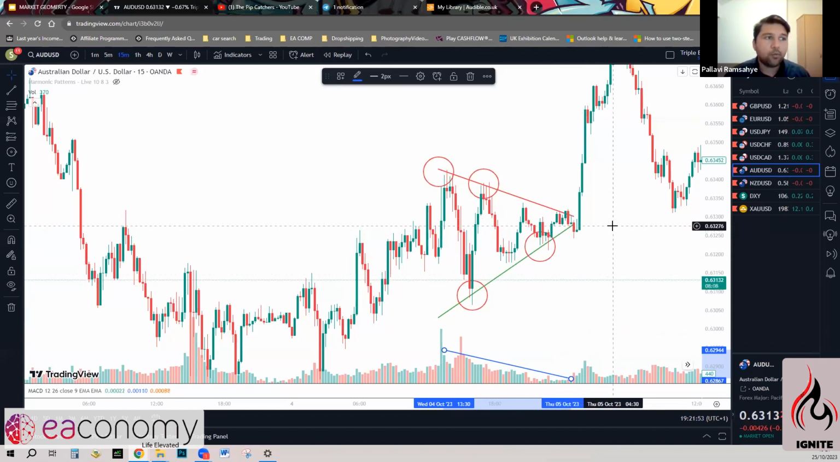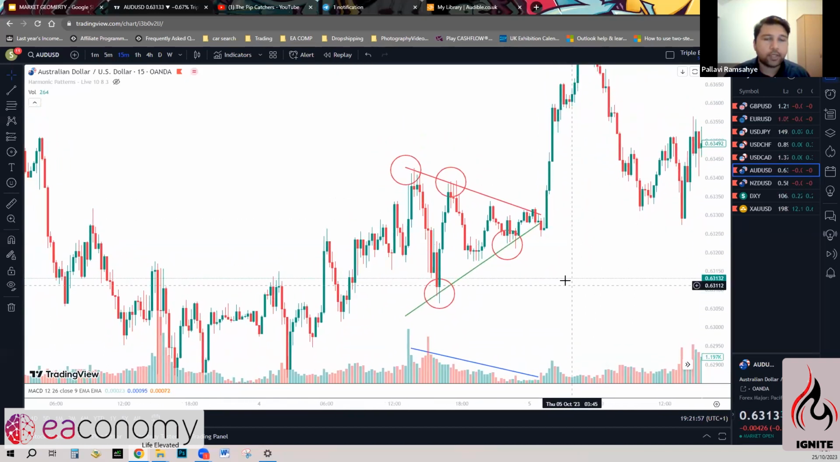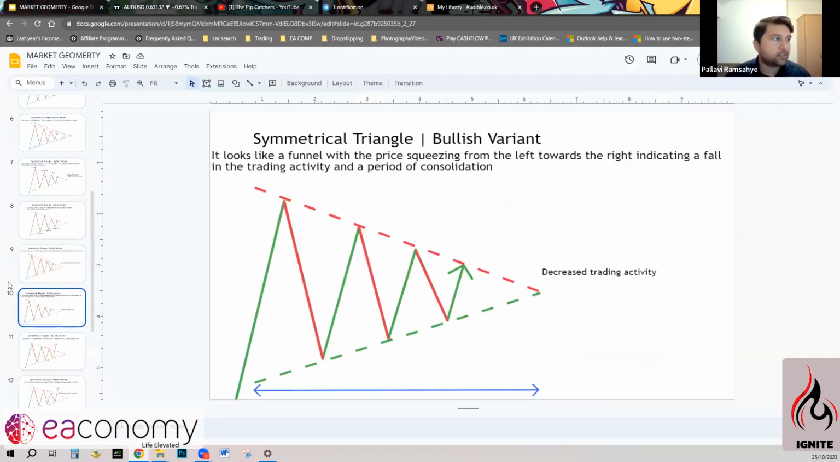Perfect. So once we have the breakout, can anybody tell me what else we're looking for with the breakout? It does equate to volume also. Can anybody pop that in the chat? I'm just going to bring it back to the slides to remind everyone.